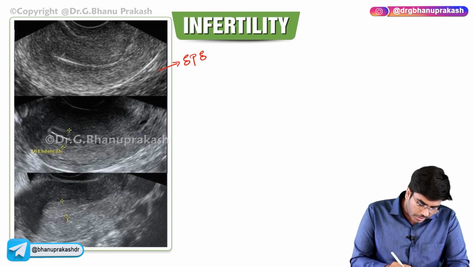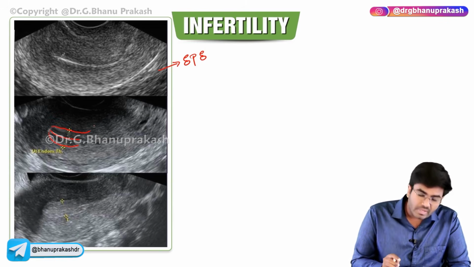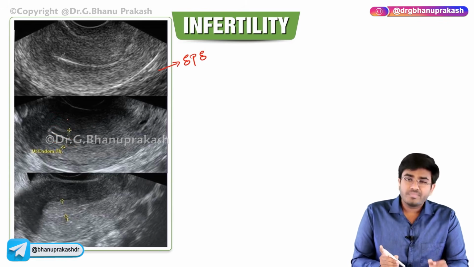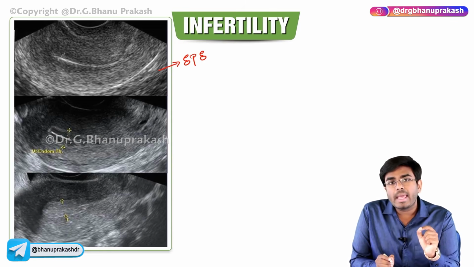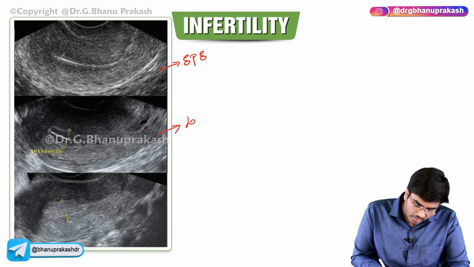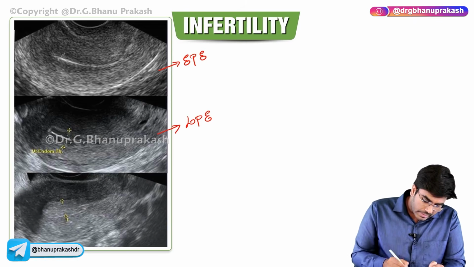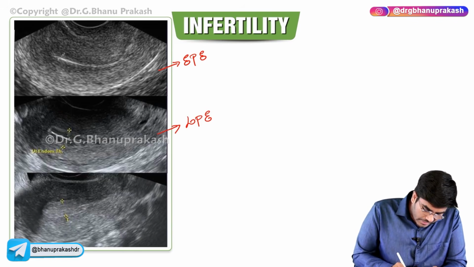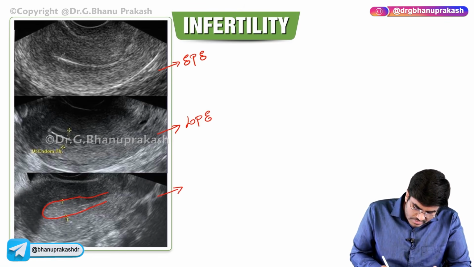Now, in the second image, you can see this 3-line appearance of the endometrium. This 3-line appearance is also known as a trilamellar endometrium. Trilamellar endometrium is seen in late proliferative phase, that is almost during the time of ovulation. And in the third picture, you can see that the endometrium is so thick, it's not showing any lines. So this stage is the secretory phase or secretory endometrium.